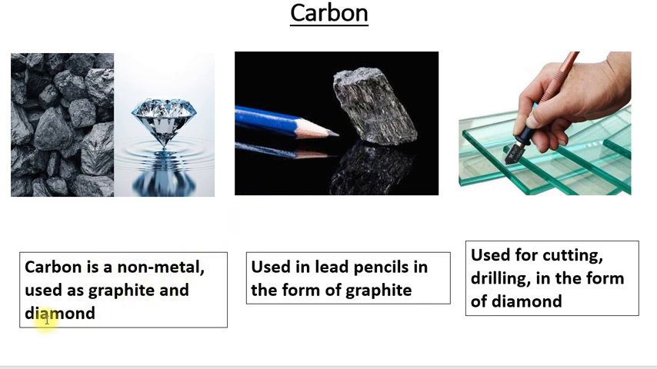Carbon is a non-metal used as graphite and diamond. This is the form of graphite and this is diamond. It is also used in the lead pencil in the form of graphite. Here you can see this is in the form of graphite, not diamond. And it is used for cutting and drilling glass and other materials in the form of diamond.